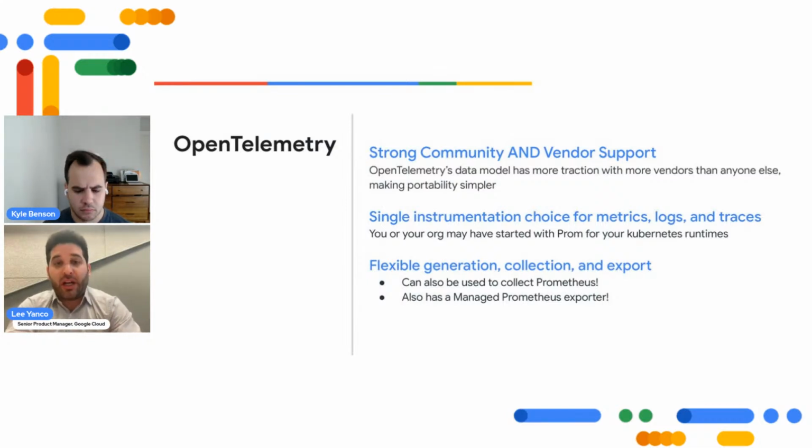OpenTelemetry has strong community support, less strong than Prometheus, but it's growing, and very, very strong vendor support. I believe one of our OTel contributors inside Google said that it is the open source community that has got the fastest traction in all of history. Basically, every single major cloud supports it. Every single major vendor supports it. It's a single instrumentation choice for metrics, logs, and traces. So Prometheus is only for metrics. OpenTelemetry is for all three signals. And it's flexible. So it can also be used to collect Prometheus, also can be used to send to managed Prometheus.